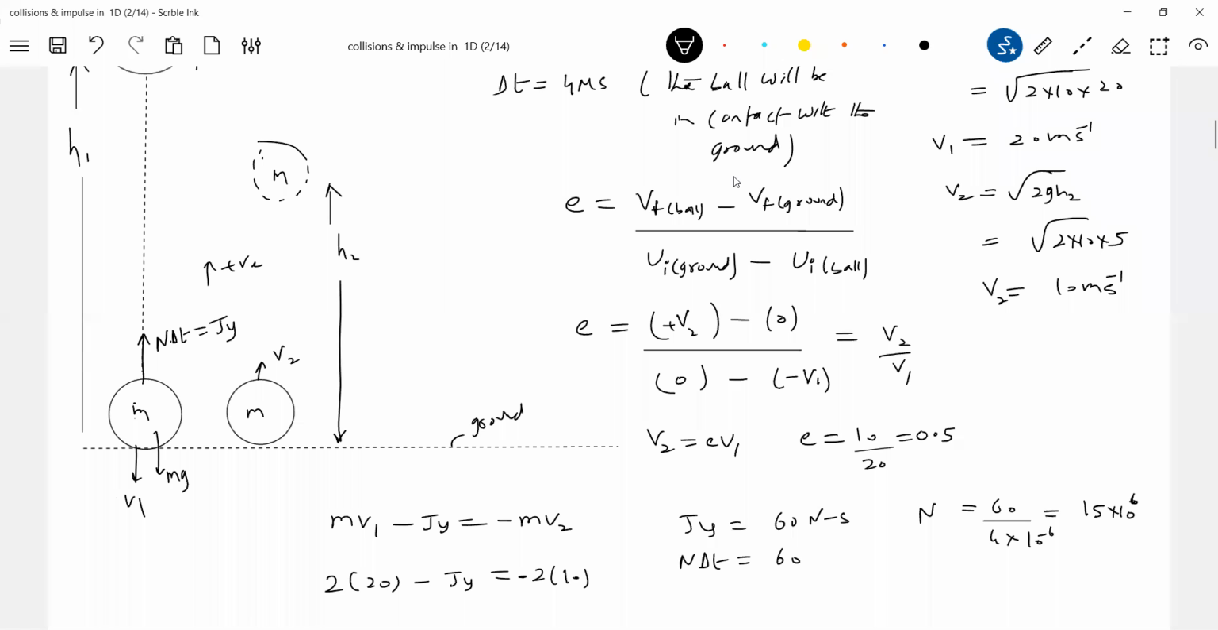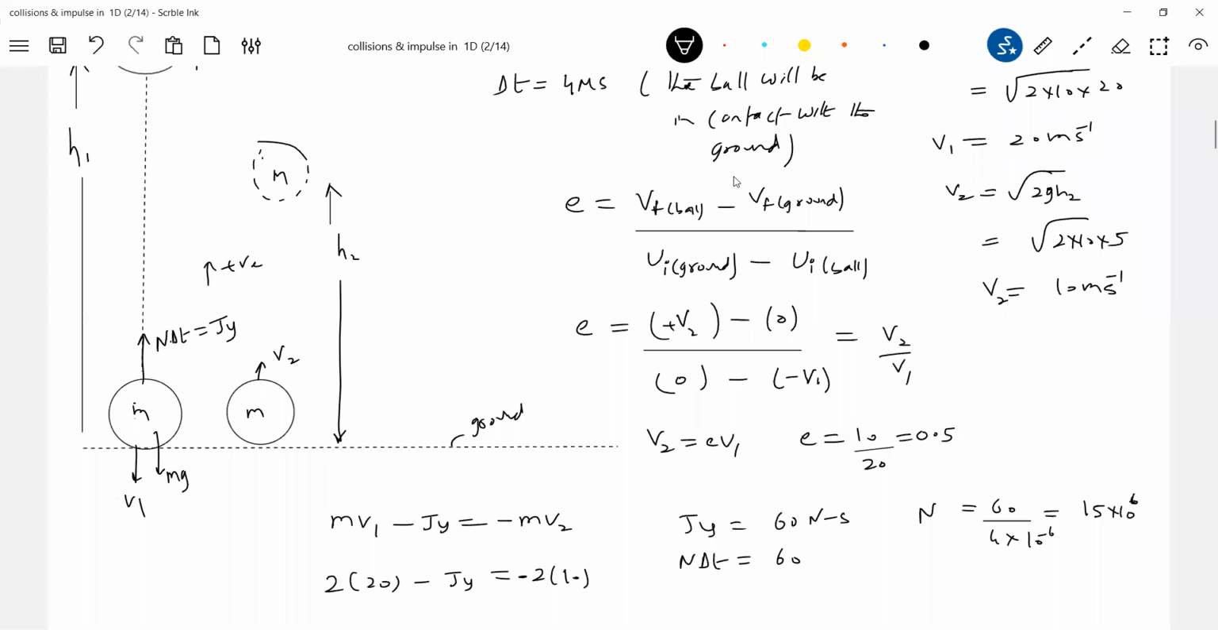And what is the weight mg? How much is it? Just 20 Newton, no? But the normal contact that is acting, how much is it? 15 into 10 to the power of 6 Newton. It's very much greater than the weight, no? So will weight also set up impulse? Yes, there will be impulse due to weight, but the impulse set up by normal contact is far greater than the impulse set up by the weight.